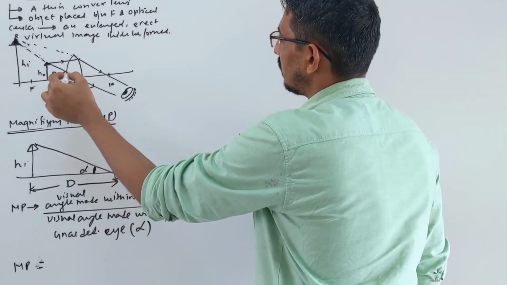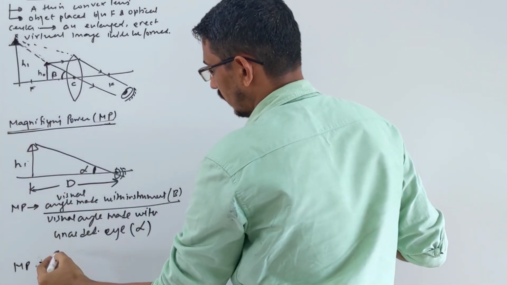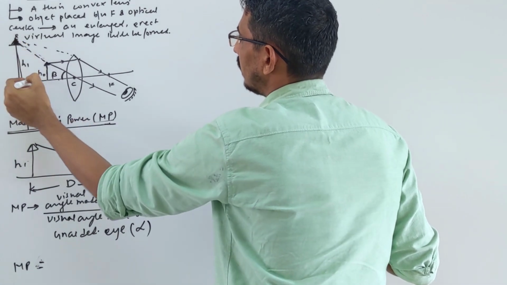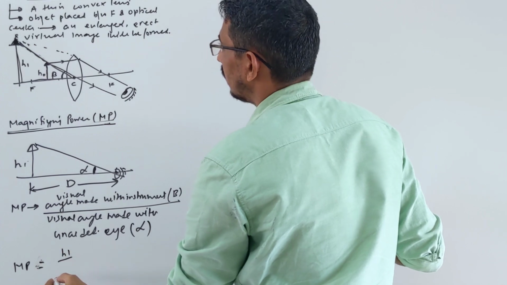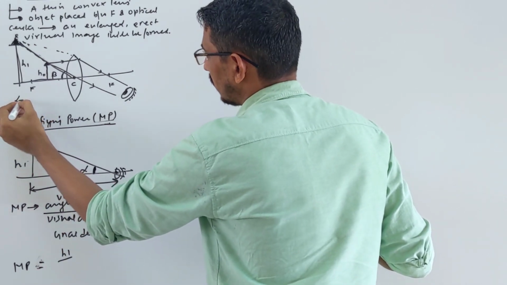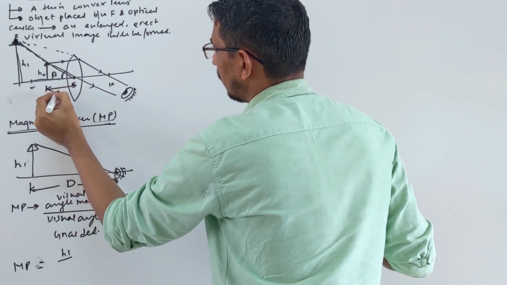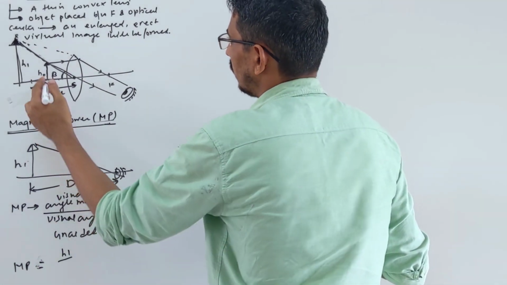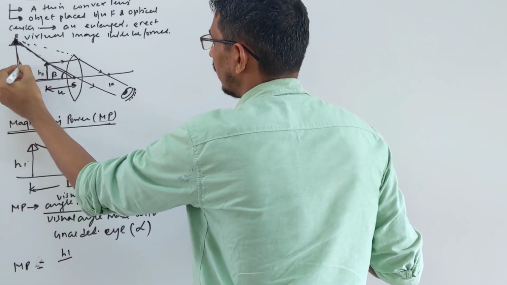So let's talk about this. First, beta by alpha we need. This is h1. What is tan theta in this triangle? Look here, this is the triangle I am talking about. So it is h1 by what? That distance we are calling the distance of the object, u. So this is the height of the object, and that is the height of our image.